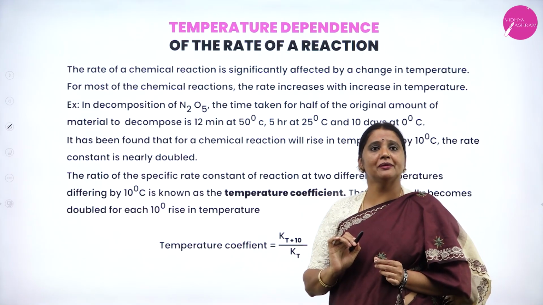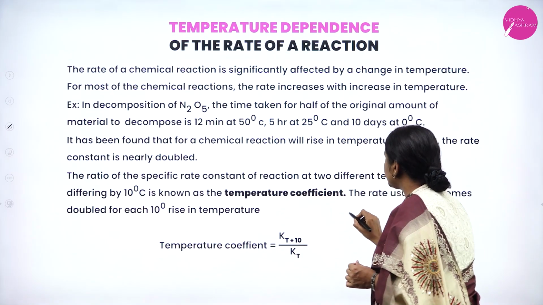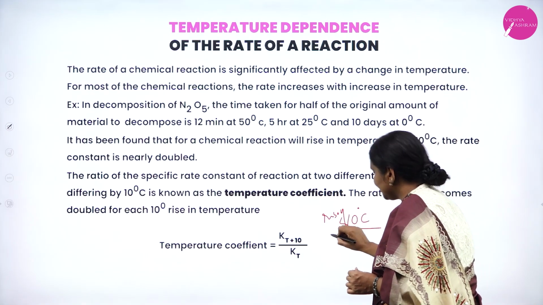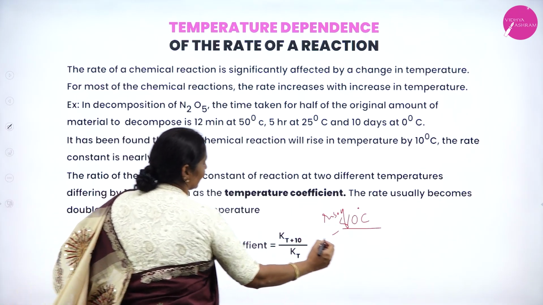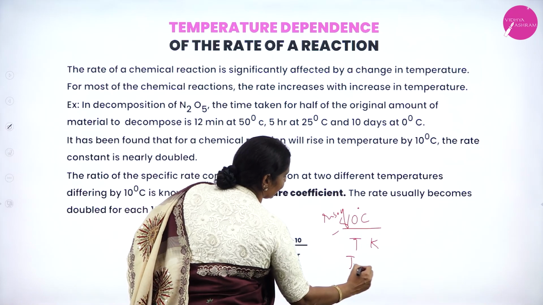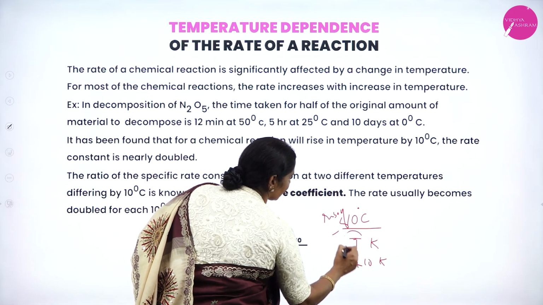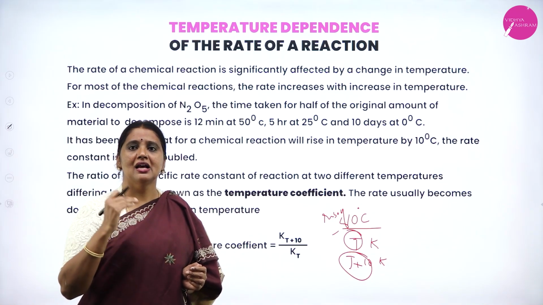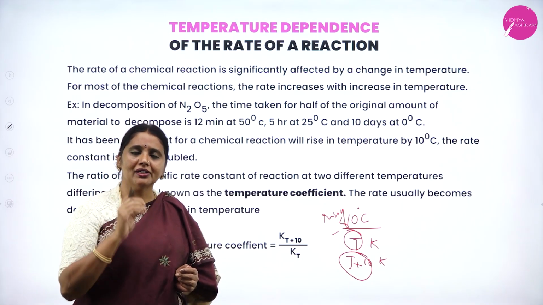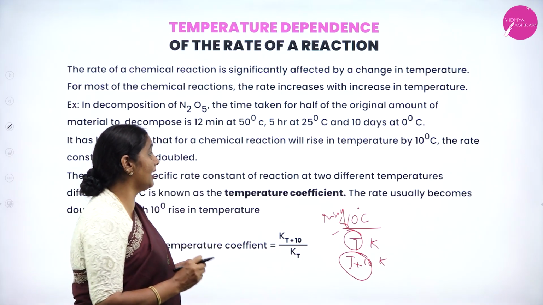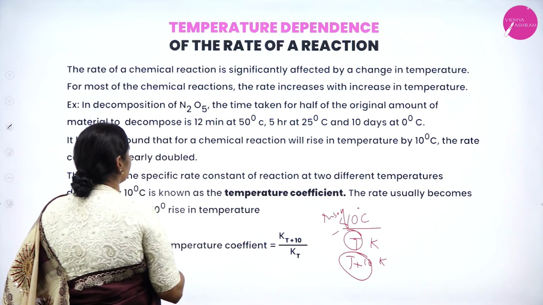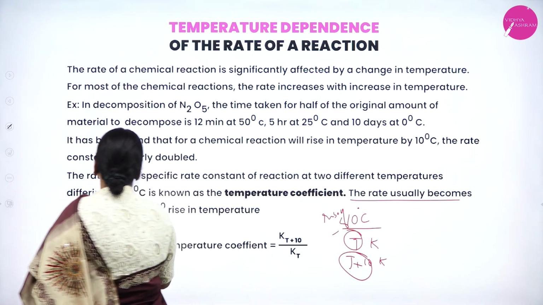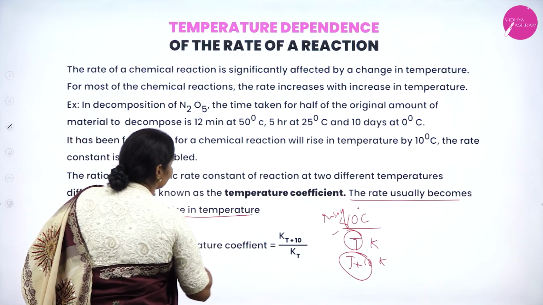But experimentally it is observed that just by a rise of 10 degrees centigrade, for example, if one reaction takes place at T Kelvin and I raise it by 10 degrees centigrade, the temperature becomes T plus 10. So the initial temperature is T Kelvin, and I raise it just 10 degrees centigrade. What happens by just rising 10 degrees centigrade? The velocity gets doubled. So the rate usually becomes doubled for each 10 degree rise in temperature.